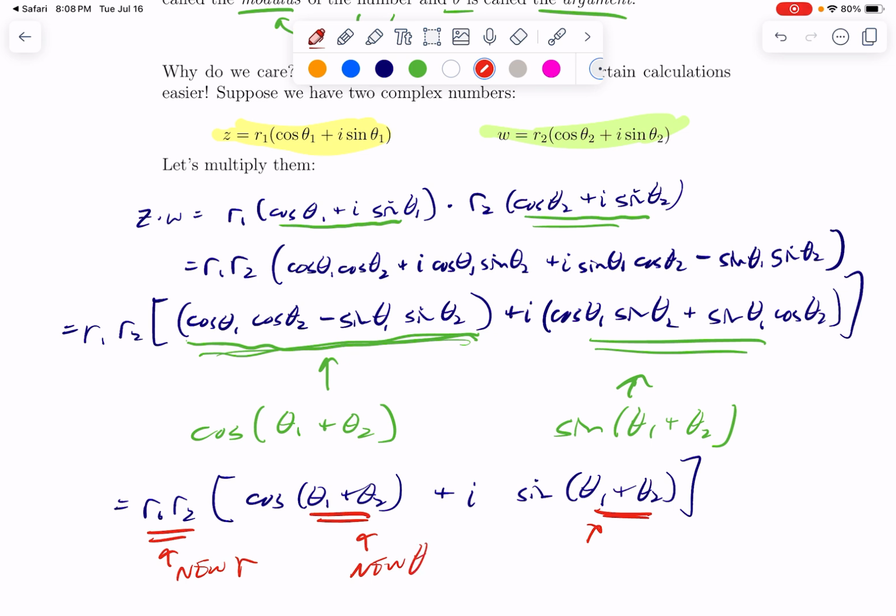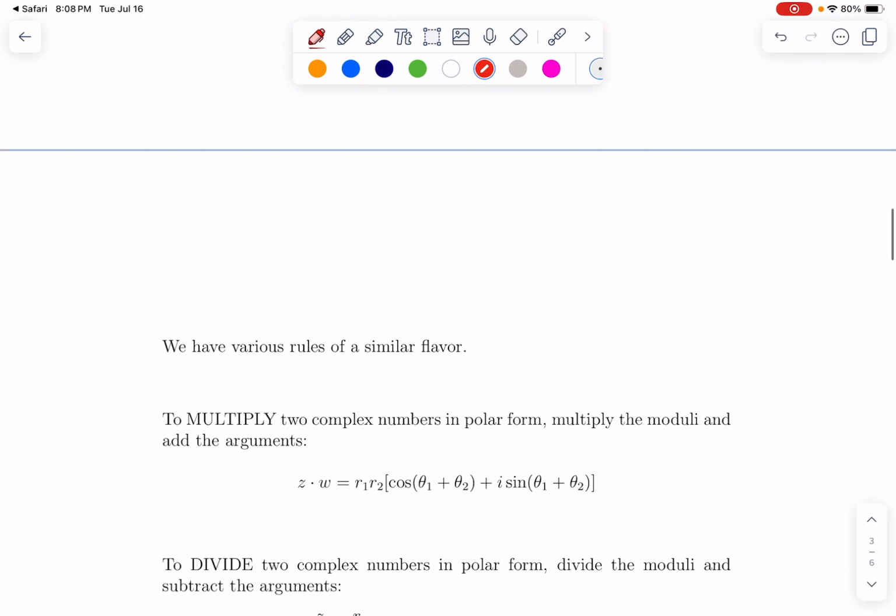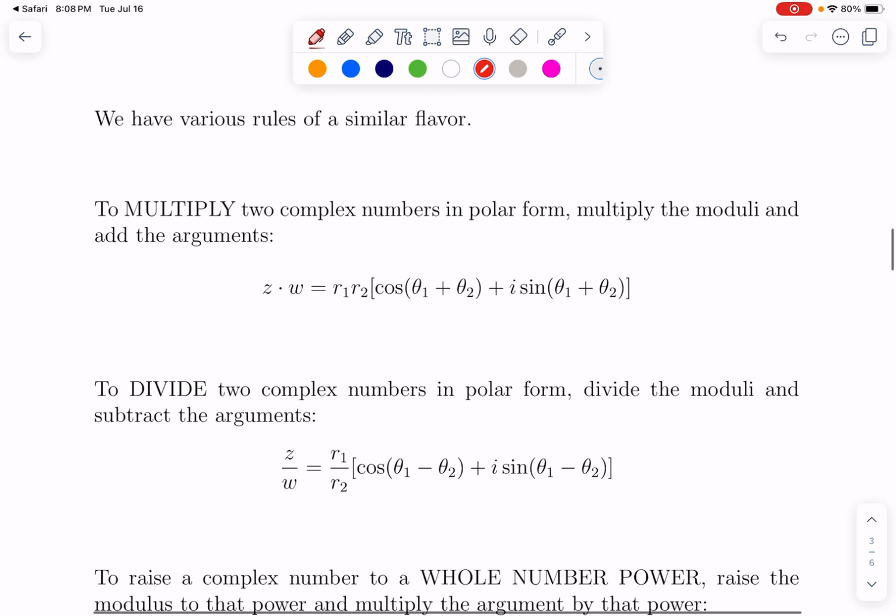So it's very predictable. If I have two complex numbers in polar form and I multiply them together, I know the polar form of their product instantly. r times r gives me the new r. Theta plus theta gives me the new theta. This is so much more convenient than FOILing. So let's just look at our rule. If we multiply two complex numbers in polar form, then we multiply the moduli and we add the arguments.